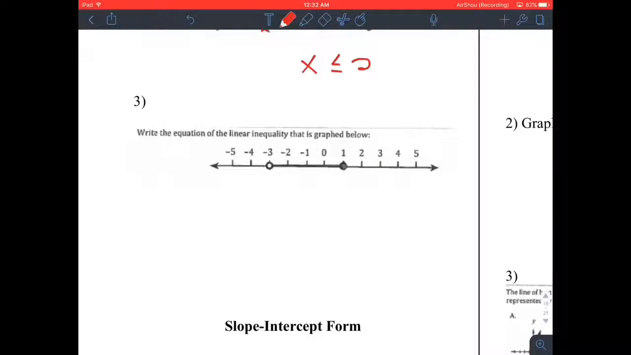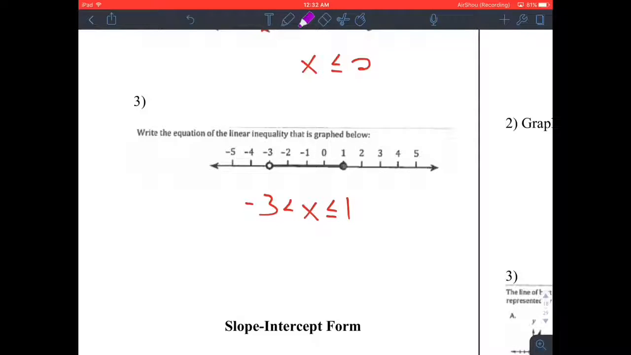Number 3, we have a starting point. We have an ending point. The arrow does not go on forever. So x is in the middle. X is less than or equal to 1. That's this part. Also, x is greater than -3.